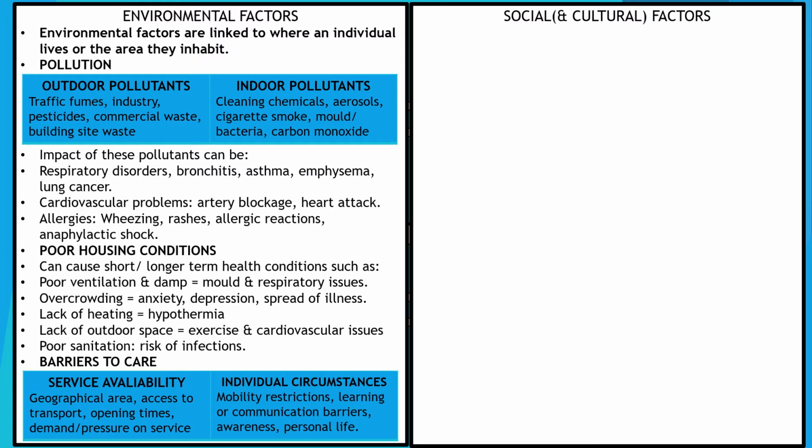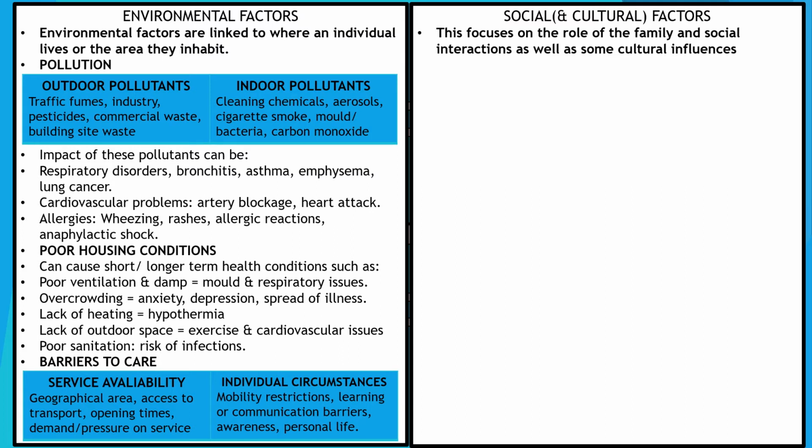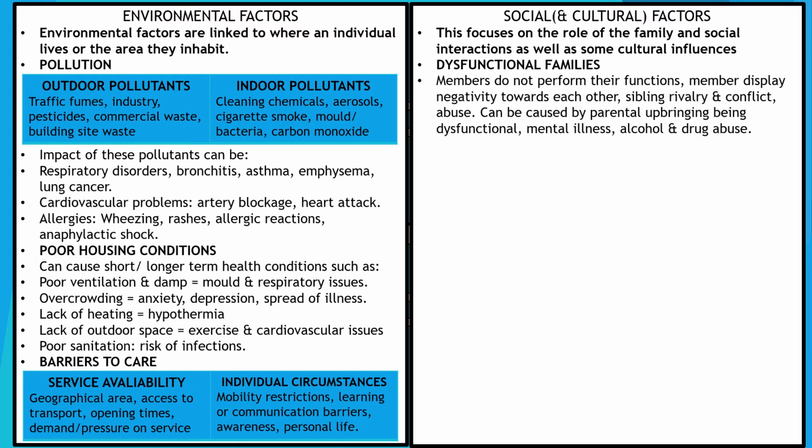And then we have social, and I'm going to put cultural factors in with this. Now, social factors focus on the role of the family, the social interactions we have, and some cultural influences and how these affect our health. The first one of these is dysfunctional families. Now, a dysfunctional family is a family that does not do its job. It is not doing its job properly.